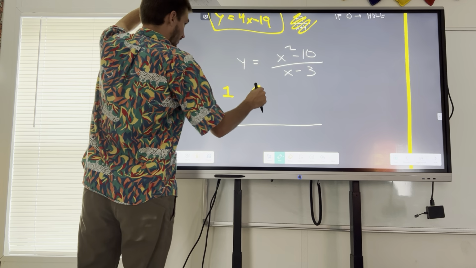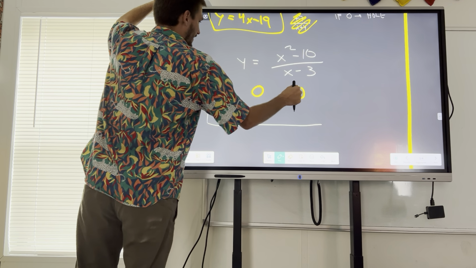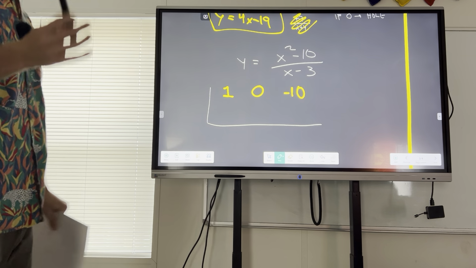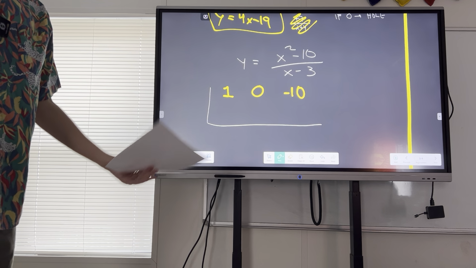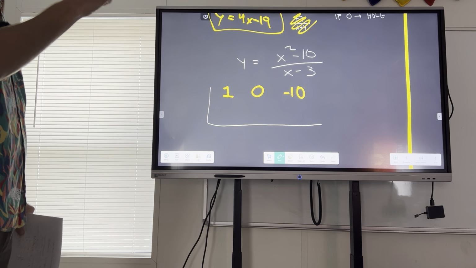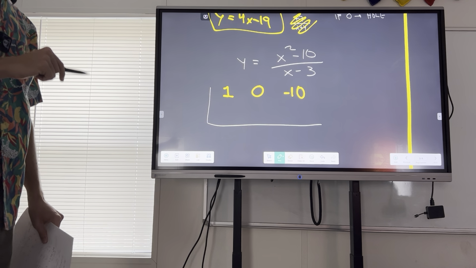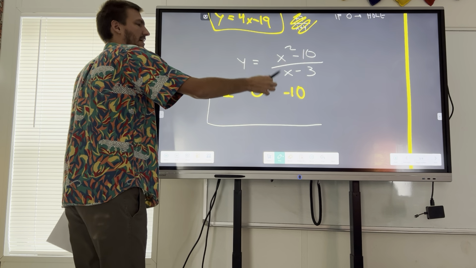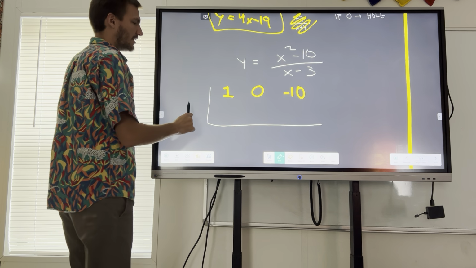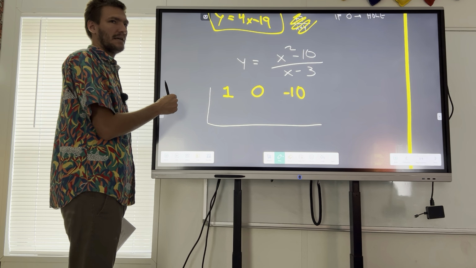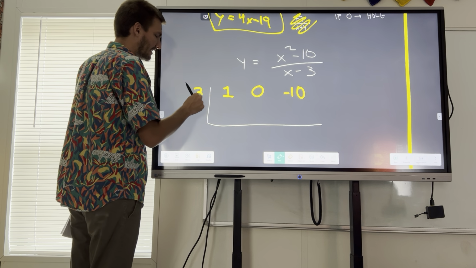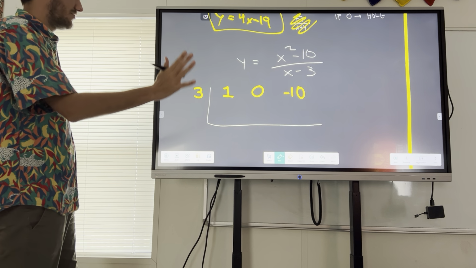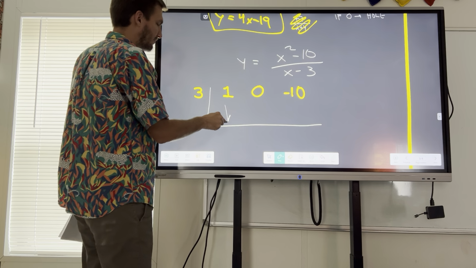And 0 and negative 10. Here's the first kind of annoyance with synthetic division, or really with all polynomial division: you have to include that 0 because that's how many x's we have. We have 1x squared, 0 x's, and negative 10 constants. Out here, what number are we choosing to divide by? The 3, not the factor of negative 3, but the true root of 3.